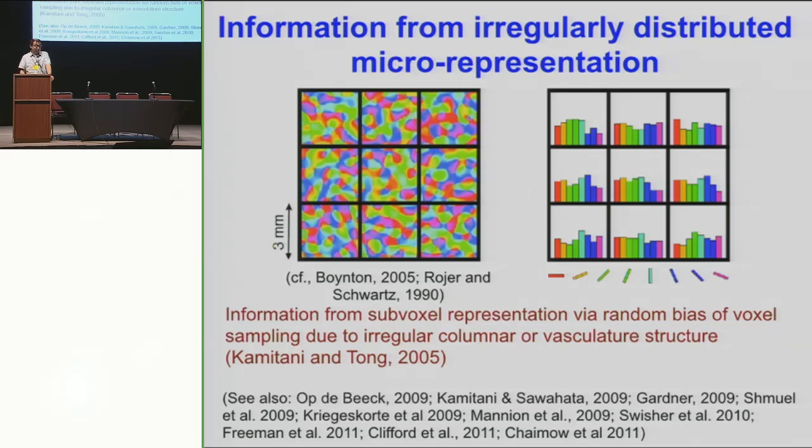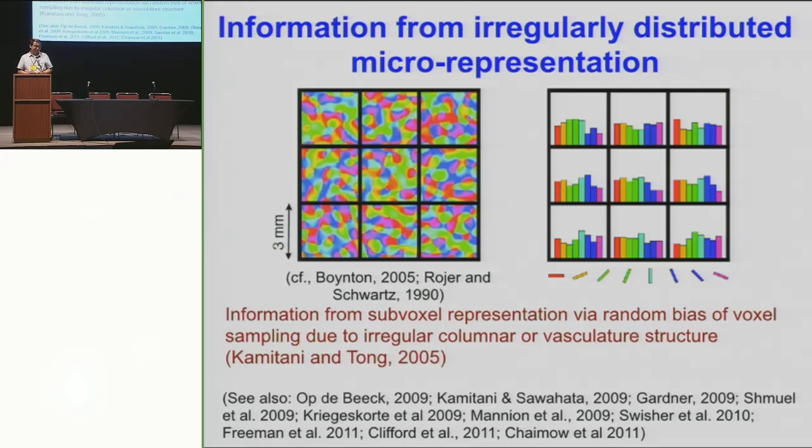Each individual voxel may have some small amount of orientation information, even though it may not be statistically significant in the sense of SPM. But by combining the small bits of information across many voxels, maybe we can get robust prediction of orientation. Okay, so that's our explanation.